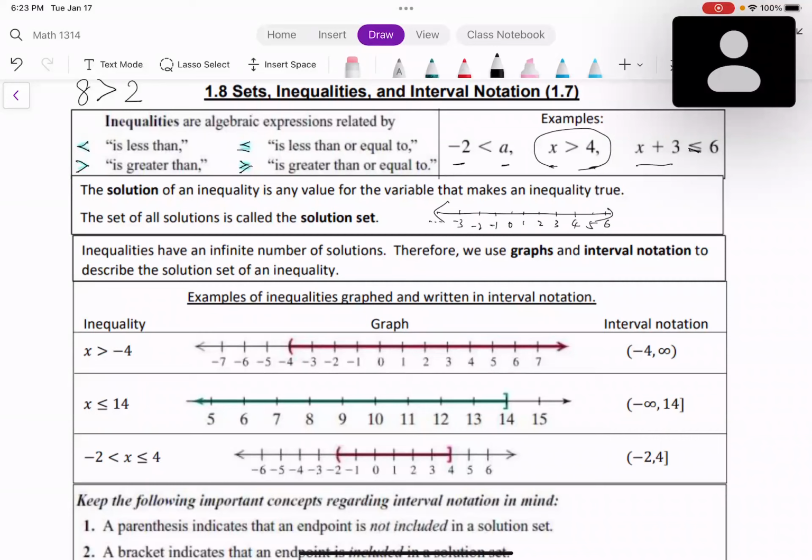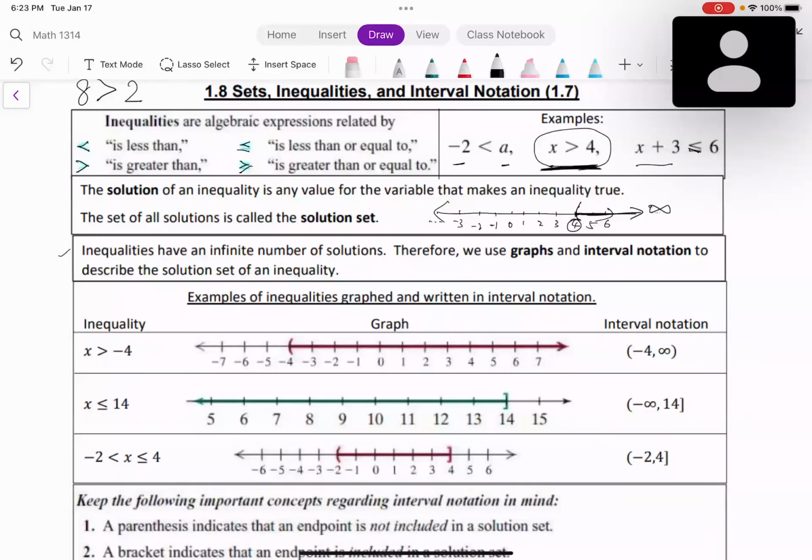So if x is greater than 4, that means first I need to find where the 4 is. 4 is here. Greater than 4 means all the numbers on the right-hand side of the 4, right? So the solution set is from 4 to the greatest number. What is the greatest number? We don't know. We can use the symbol infinity to represent a number that is very, very huge.